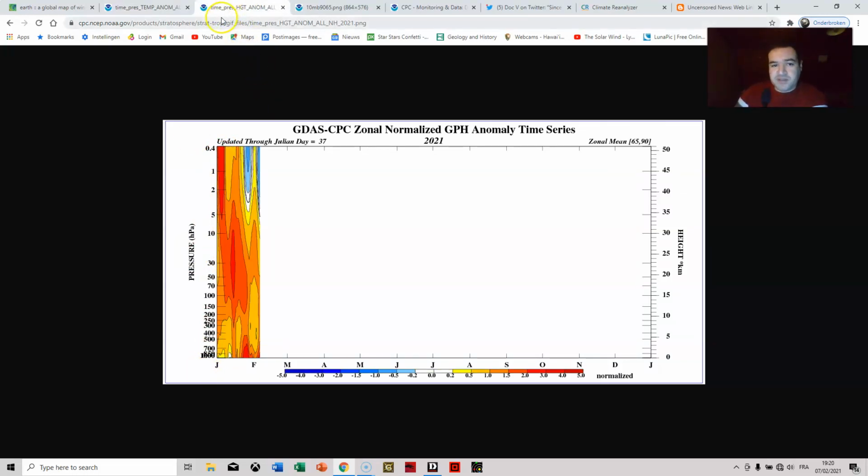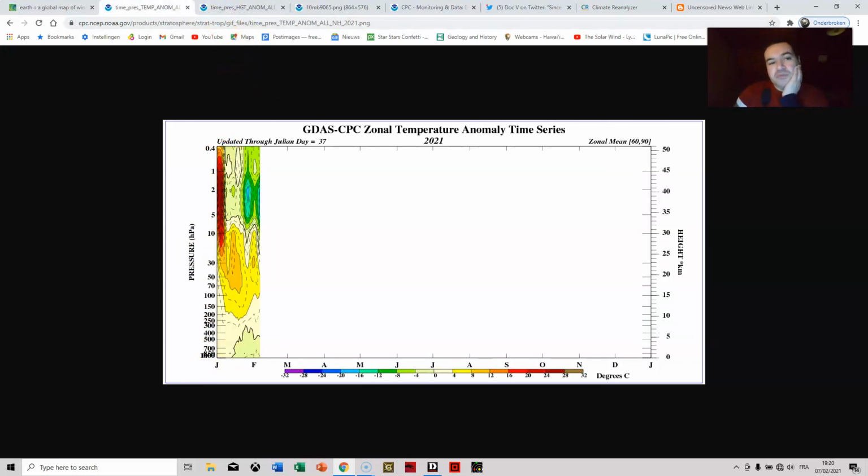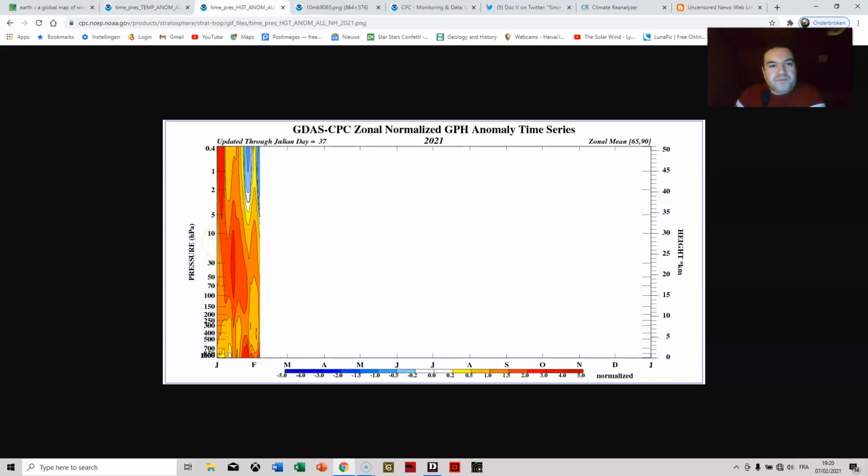What this means is that warm air pours in from the top of the atmosphere, and it finds its way down into the troposphere. This is actually caused by waves that break and go in the opposite direction. Consequently, the geopotential height anomaly is positive, and it stretches all the way from the top of the atmosphere to the surface.